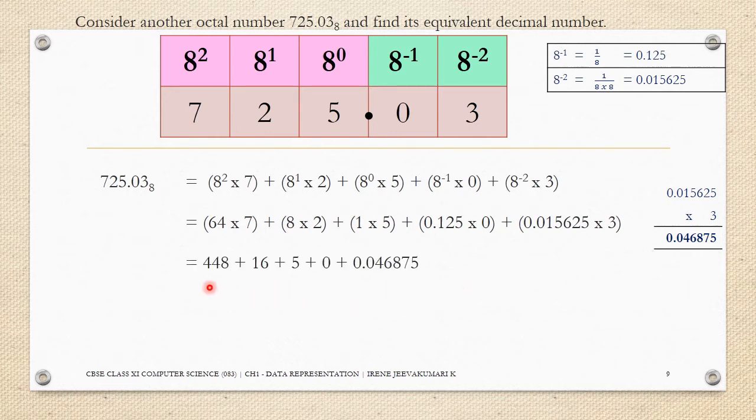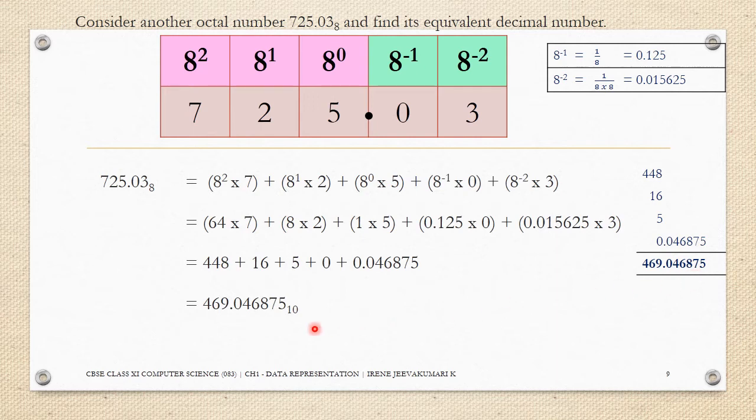So the expression looks like this: 448 plus 16 plus 5 plus 0 plus 0.046875. When we add all these numbers, we get the answer 469.046875. So this is the decimal equivalent of the octal number 725.03.